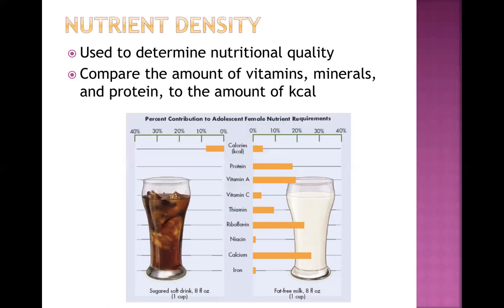So nutrient density can actually be calculated by dividing the amount of any one nutrient, so for example protein, by the amount of calories that product has. And then you can get a number as far as how nutrient dense a product is for protein, or how nutrient dense it is for vitamin A, or how nutrient dense it is for calcium, and you can compare it to other similar caloric products.